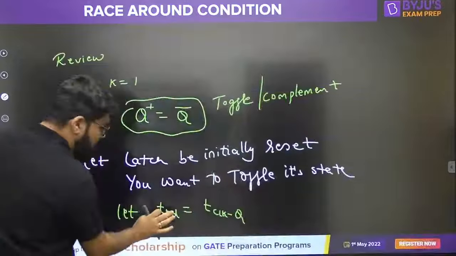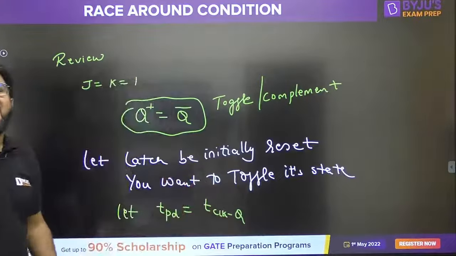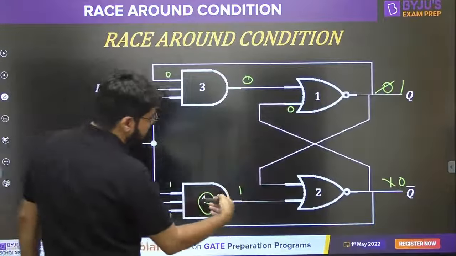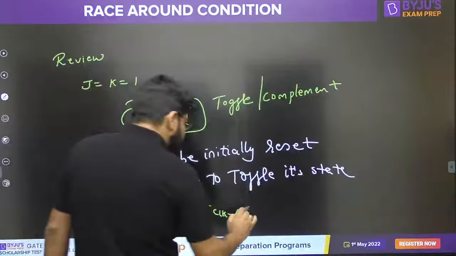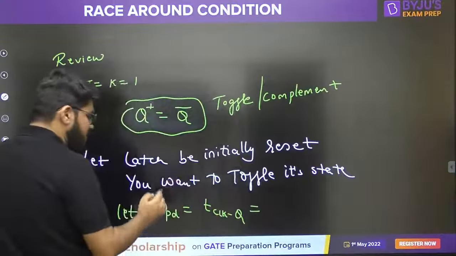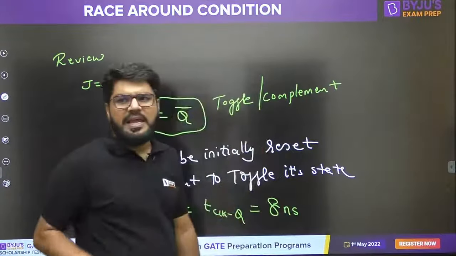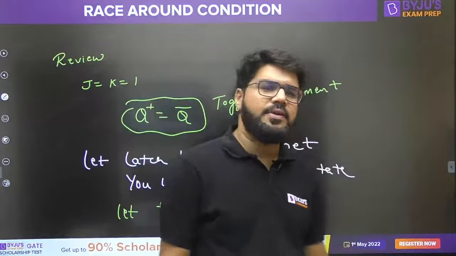So the total propagation delay of a latch or flip-flop will be defined as T clock to Q. As I told you, the total delay will depend upon the delays of the AND gates and NOR gates. Let's assume a random figure right now. Let's say the T clock to Q, or the TPD, for this particular latch, as a rough figure I am taking 8 nanoseconds.